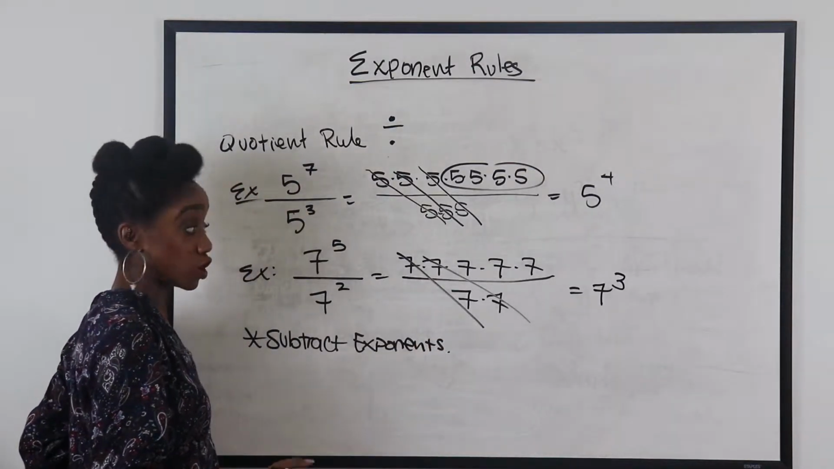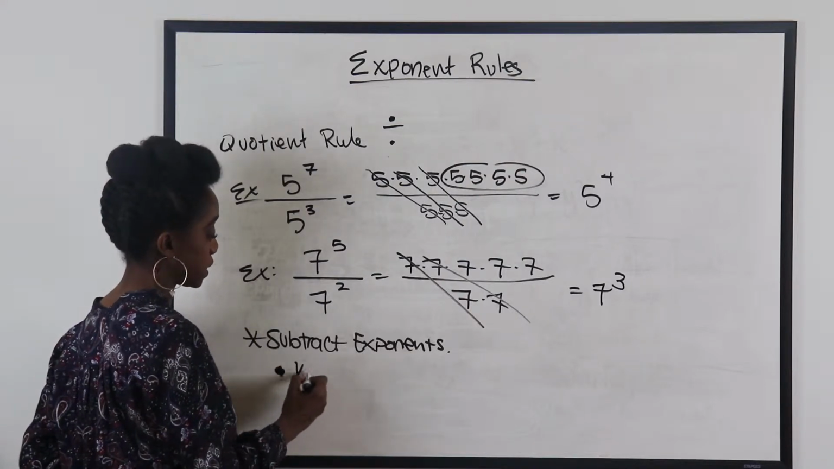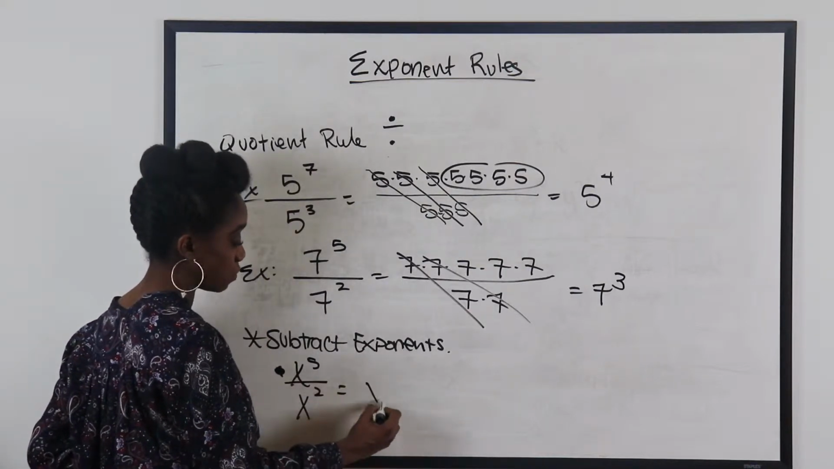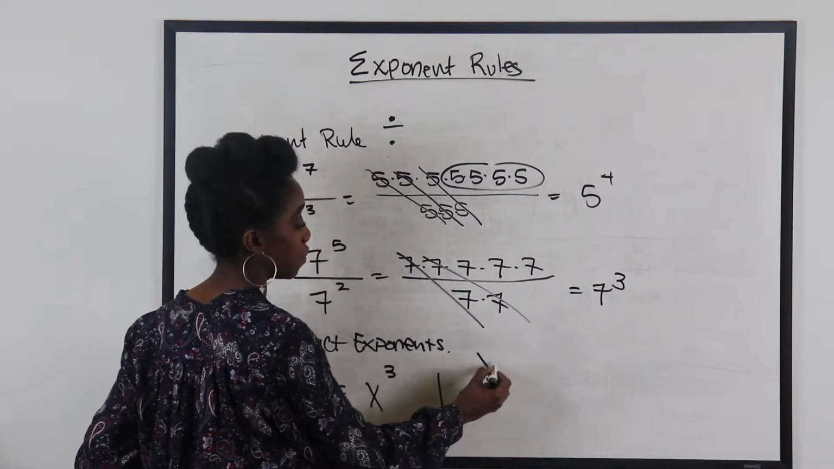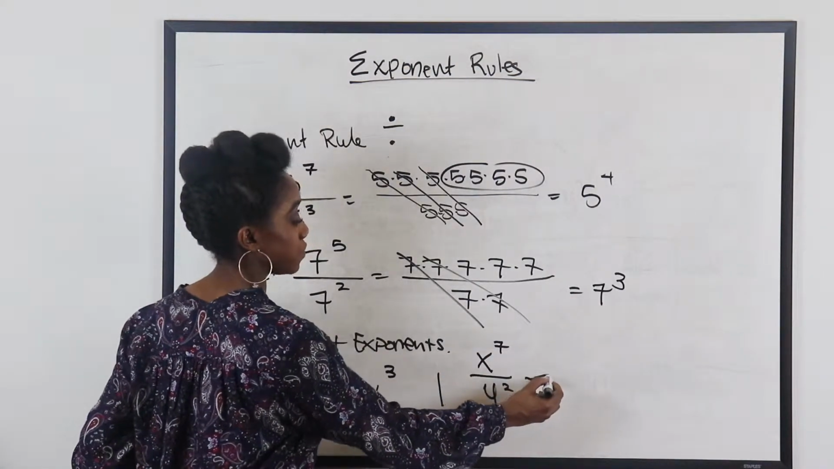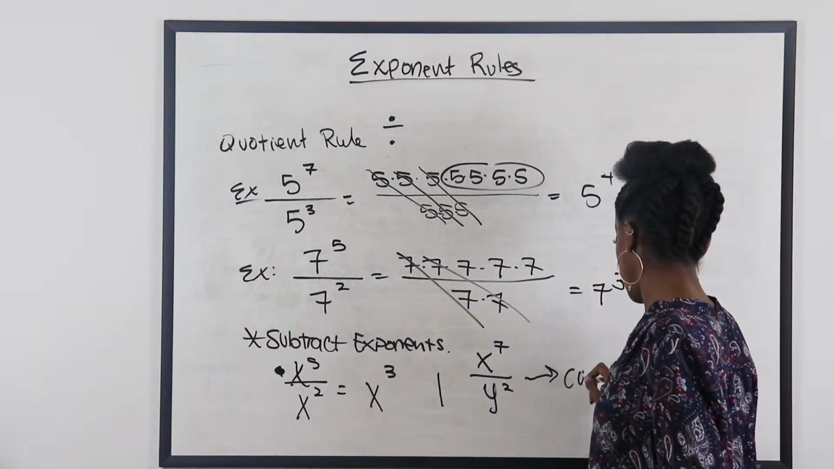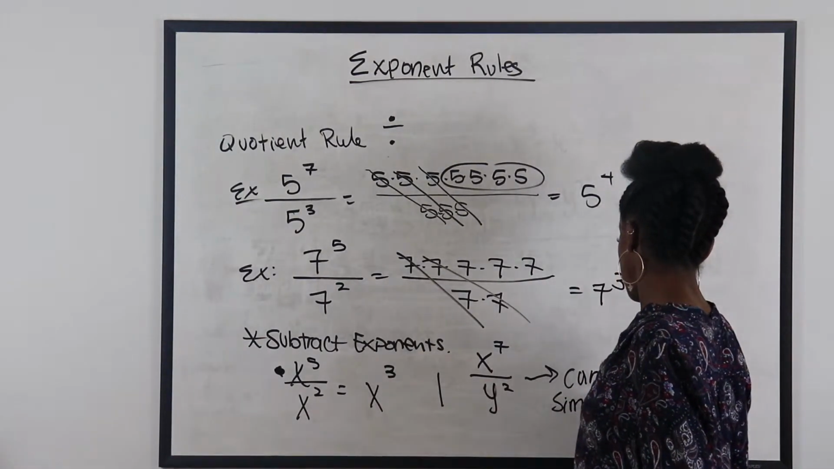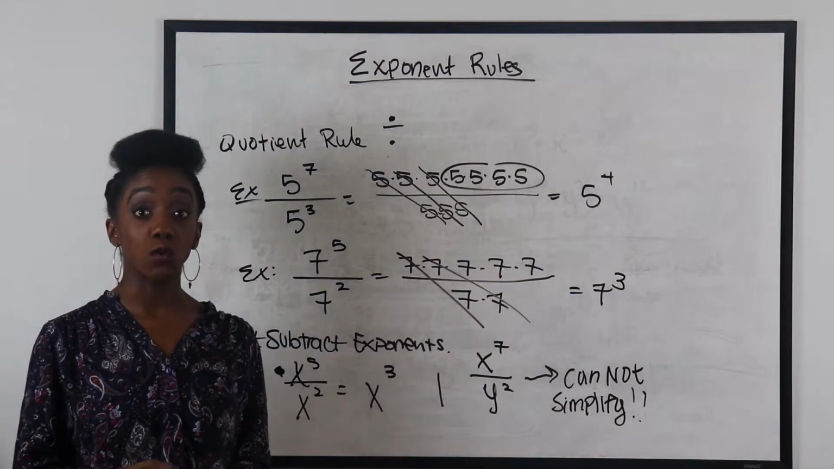And so now let's take a look at a more complicated example. Let's say we have x to the 5th divided by x to the 2nd. If we're subtracting, then this will be x to the 3rd. Again, if we have x to the 7 divided by y squared, guess what? Different variables that we're dealing with, so we can not simplify. And that is your quotient rule.